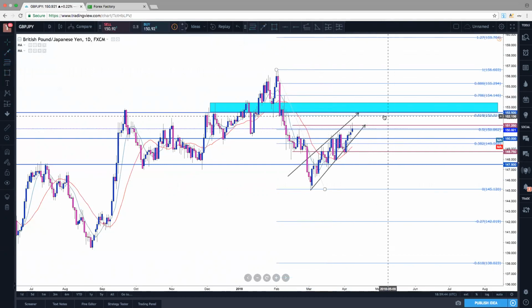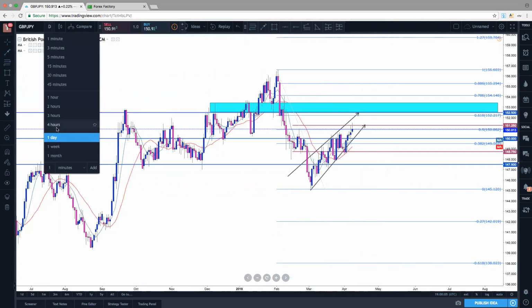All right, so we see that 61.8 is perfectly right there around the 152.25 area. Definitely an area of interest. Depending on what news does later in the week, we could come down later and just test this little trend line as well as these moving averages before continuing up. Let's see what 4 hour looks like.